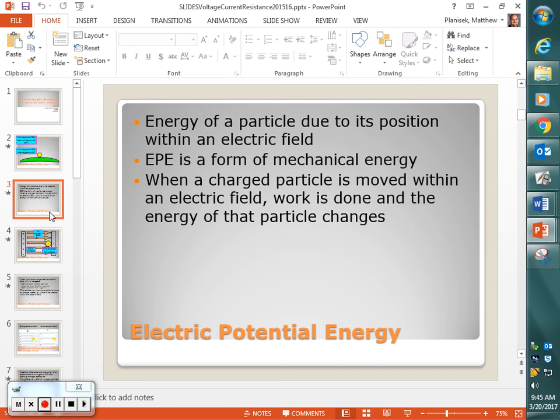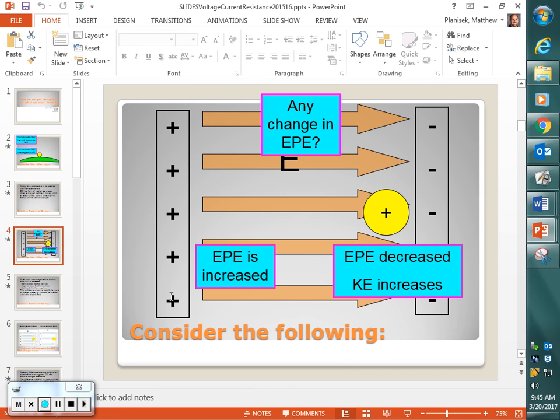Describe to me what electrical potential energy is. I know it says it up on the board, but what's your own version of it? It's a form of mechanical energy. But what does it depend on? Position. Position in what? Electric field. Right. Whereas gravitational potential energy depends on position in a gravitational field, electric potential energy depends on position in an electric field. And we went through this demonstration here.